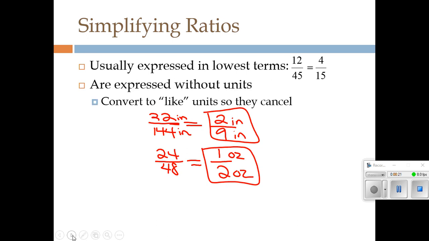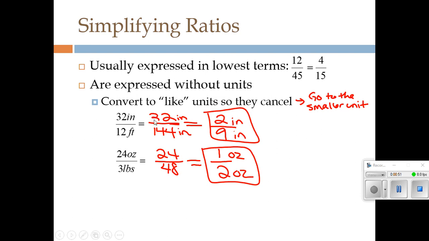Ratios are expressed without units. Convert to like units so they cancel. So go to the smaller unit. So right here you have 32 inches over 12 feet. You go to the smaller unit, which means you're going to change to inches. Inches are smaller than feet. There are 12 inches in 1 foot, so you're going to convert this feet into inches.